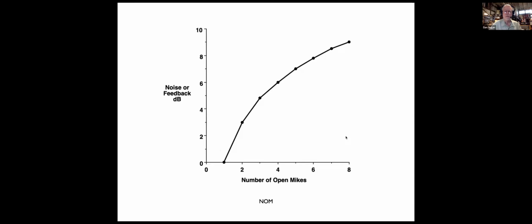Now, this is the law of open microphones, the number of open microphones.